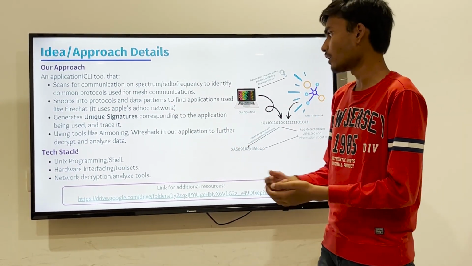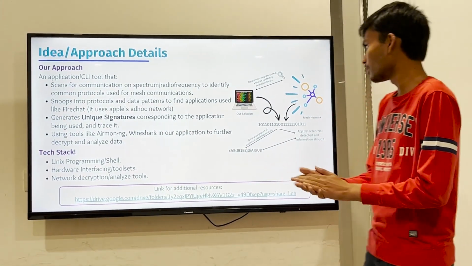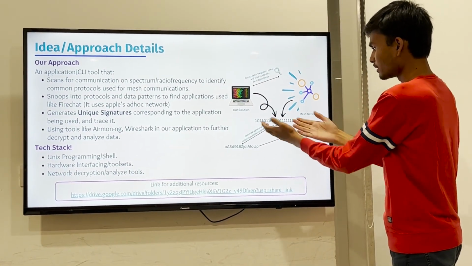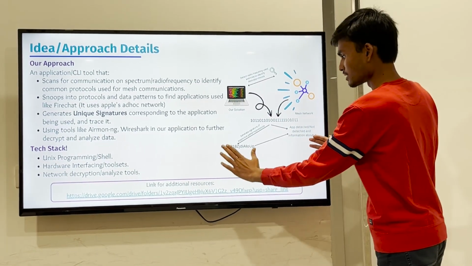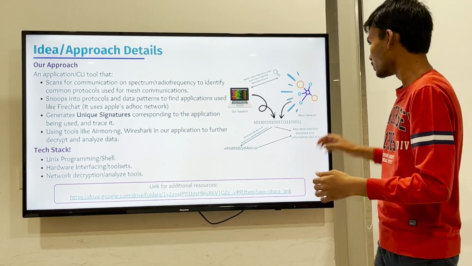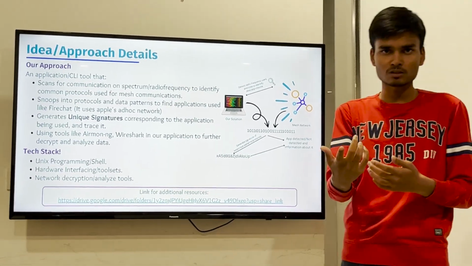Not only that, we can also generate unique signatures that correspond to the application being used. For example, there is an application on this mesh network that is sending this data. Now we can find patterns in the data and generate signatures from them, and this signature can later be used to identify what this application is, or if it is suspicious, for example.